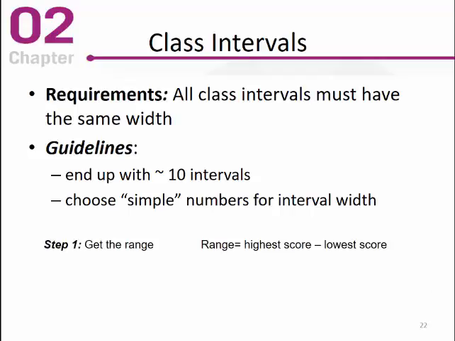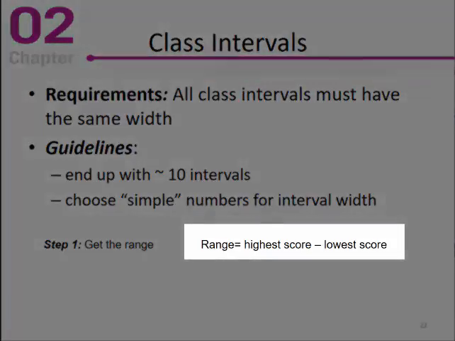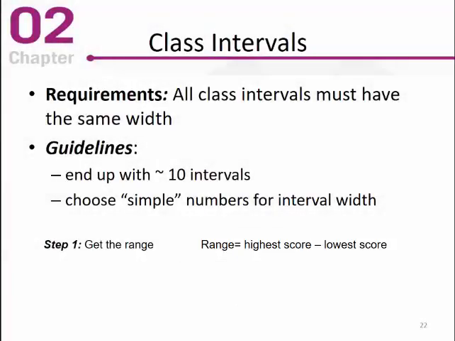So step 1, in order to make a class interval, is we get the range. And the range is simply the highest score in your data set minus the lowest score in your data set. So if we take our grades from the previous example, then our range is 99, which was the highest score, minus 50, that was the lowest score. So the range is 49.